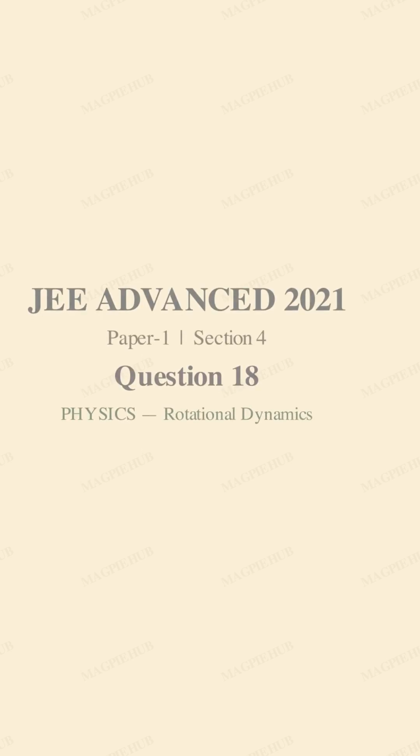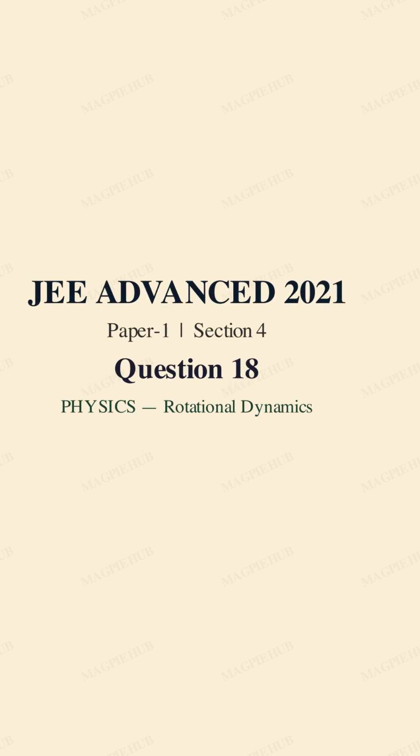JEE Advanced 2021, Paper 1, Question 18. Physics, Rotational Dynamics. Let us visualize the setup. A thin rod of mass m and length r is free to rotate in a horizontal plane about a fixed vertical axis passing through point O at one end.